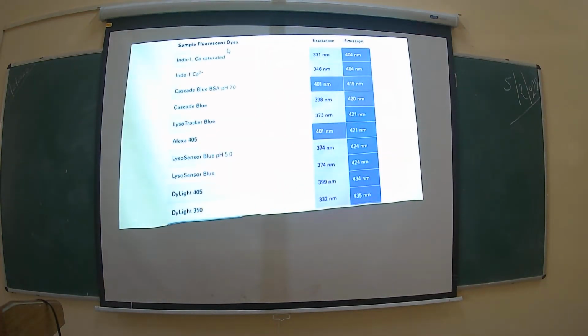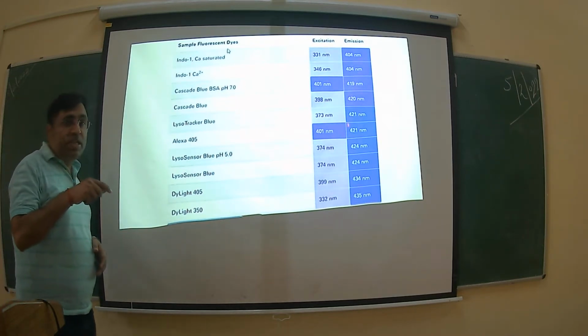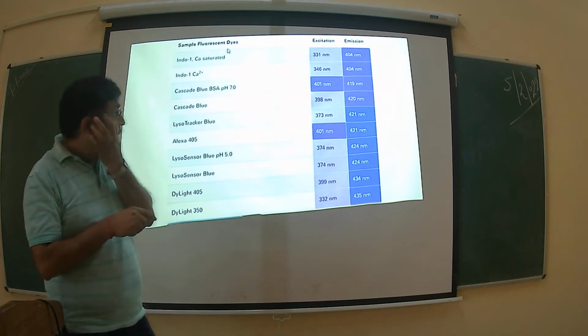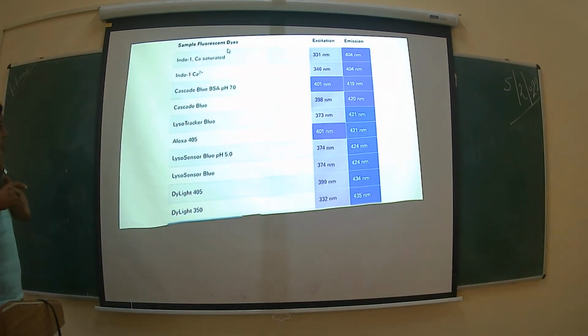Now that day you asked one question, and I told you that yes, excitation light will always be a lower wavelength and emission light is always at a higher wavelength. There are a few examples, Indo-1 calcium saturated, Indo-1 calcium, all of which are fluorescent dyes, and here you can see excitation is always low, emission is always high.